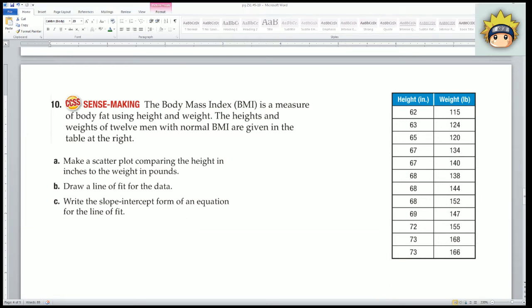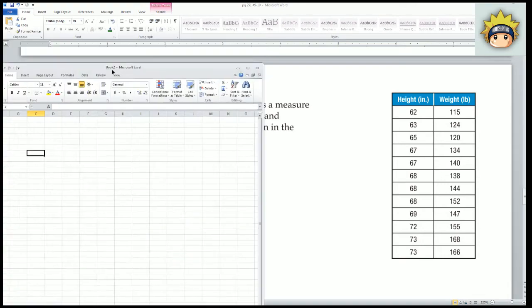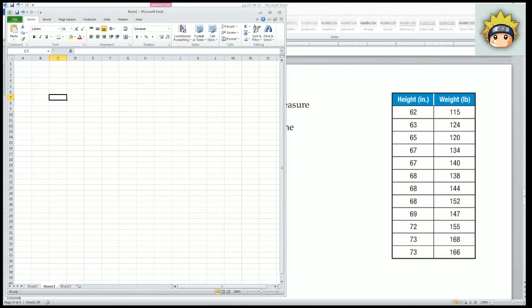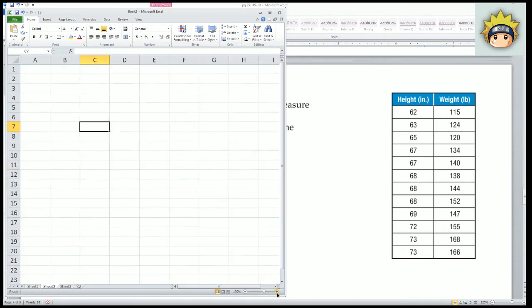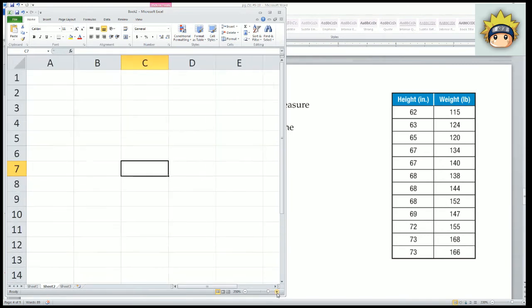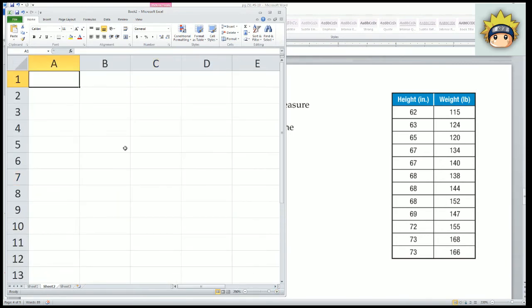Okay? So what I'm going to do here is pull up the Excel sheet, because it is so much easier to do on an Excel sheet. Okay, here you go. Let me zoom into the Excel sheet here so you can see the cells. The first column is going to be my X value, and this is going to be my Y value. This is my height, and this is going to be my weight.